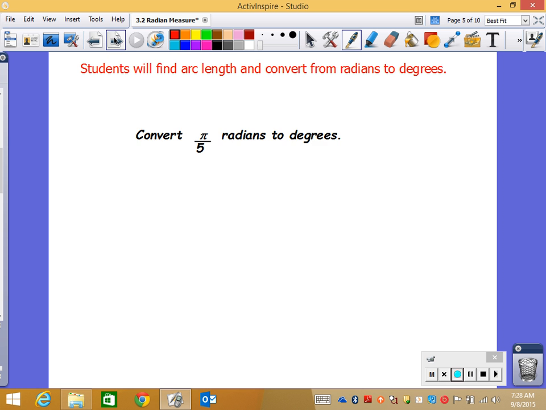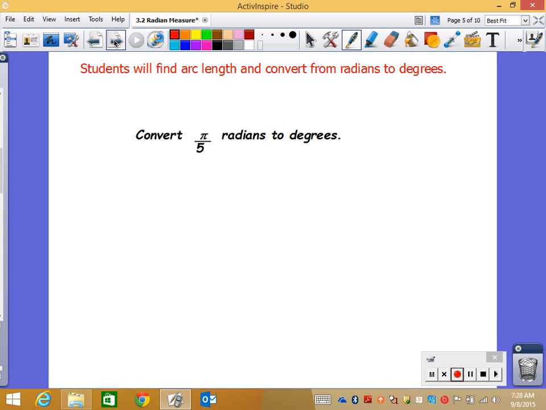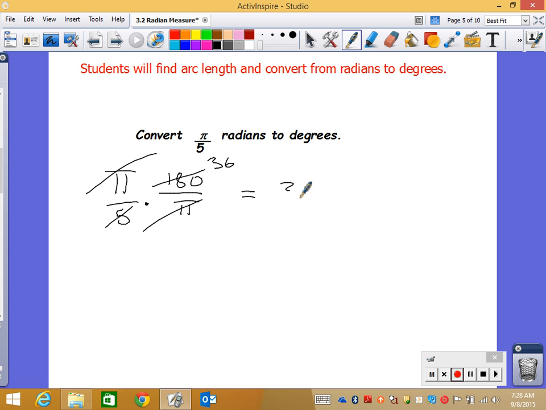We're going from radians to degrees, so if we look back at our first slide, radians to degrees, we're going to use this 180 over pi ratio. So we're going to multiply pi over 5 by 180 over pi. Well, my pi's cancel, and 5 goes into 180 36 times. So we get a final answer of 36 degrees.